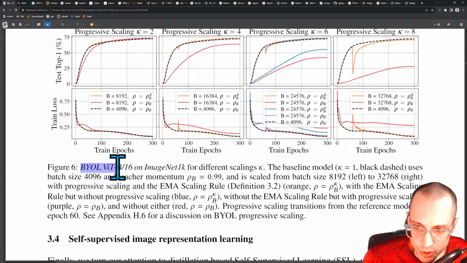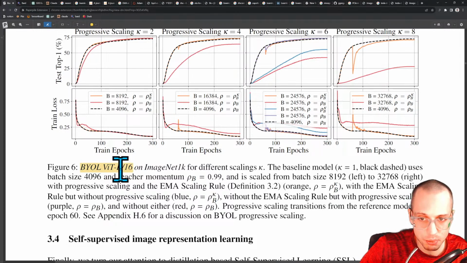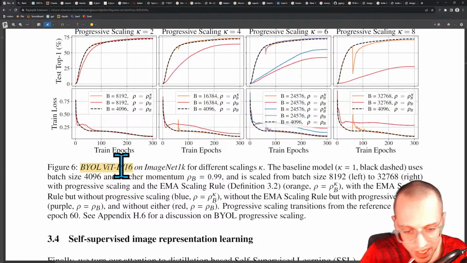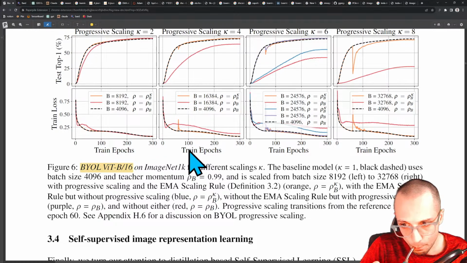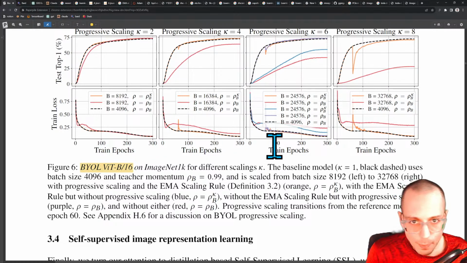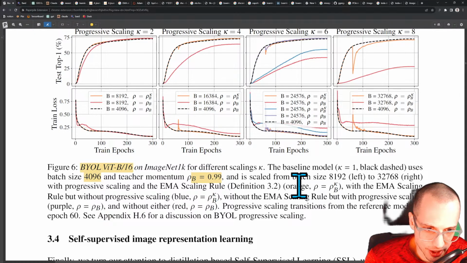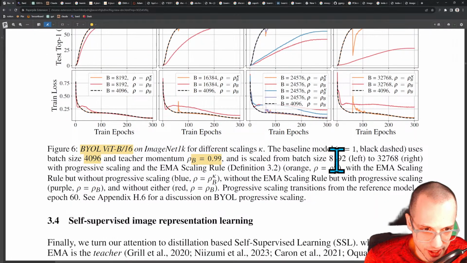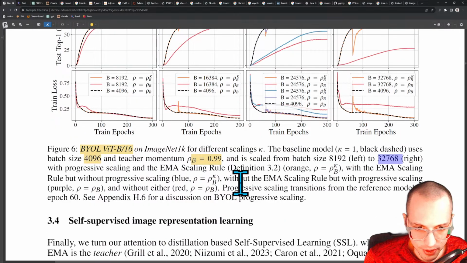So here you have Bootstrap Your Own Latent with a Vision Transformer Big. There are different sizes of vision transformer. This is the big version, and the 16 means it has 16 patches. Similar thing here. They're basically going to start with a batch size of 4096 and this momentum, and then they're going to show how if you try different batch sizes, that gives you the value of K, and the value of K gives you rho, which is the momentum, and so on.